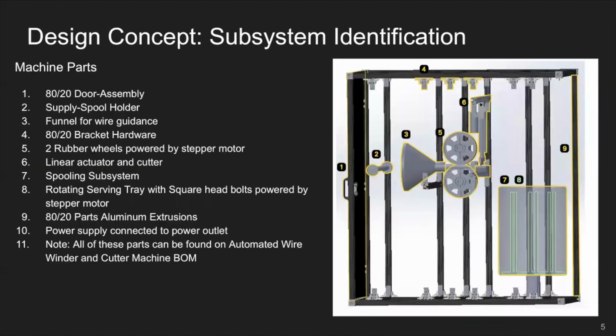So number 1, number 4, and number 9 are 80/20 housing components consisting of door assembly, brackets, and aluminum extrusions. Number 2, we have a supply spool holder. Number 3 is a funnel for wire guidance. Number 5, we have 2 rubber wheels powered by a stepper motor. Number 6, a linear actuator and cutter. Number 7 is our spooling subsystem that consists of our number 8, a rotating serving tray with square head bolts powered by a stepper motor. Number 10 is our power supply connected to our power outlet. All of these parts can be found on the Automated Wire Winder and Cutter machine bill of materials.